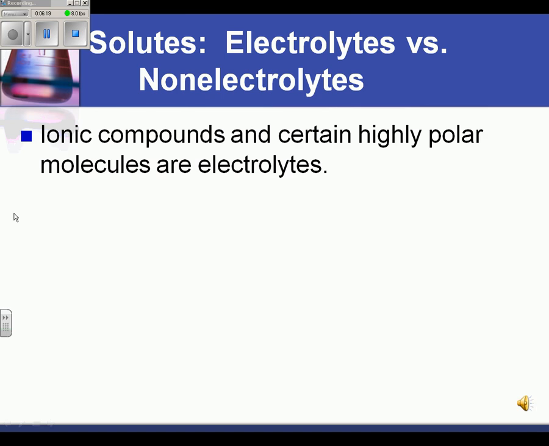We have two classifications of solutes, electrolytes and non-electrolytes. Now, we've discussed this before. Ionic compounds and certain highly polar molecules are considered electrolytes. The ionic compounds split into their ions, and so there are these charged pieces that are able to carry an electrical current, which makes them electrolytes.